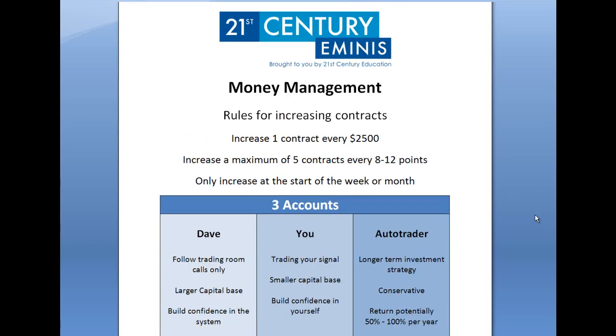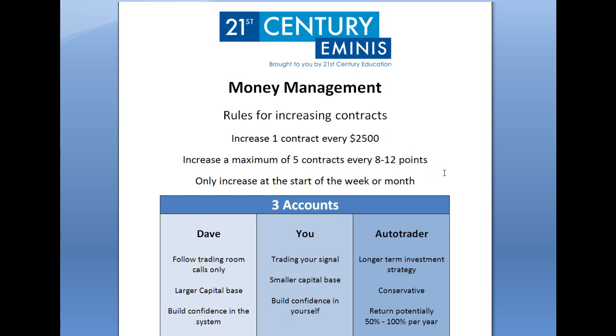Next thing we want to talk about is the rules for increasing contracts. You guys would have heard about compounding before. So compounding is just basically leaving any profit that we make in our accounts, and we can increase contracts for every $2,500 that account size goes up. There are a few rules to do it. Okay, you can increase one contract for every $2,500.